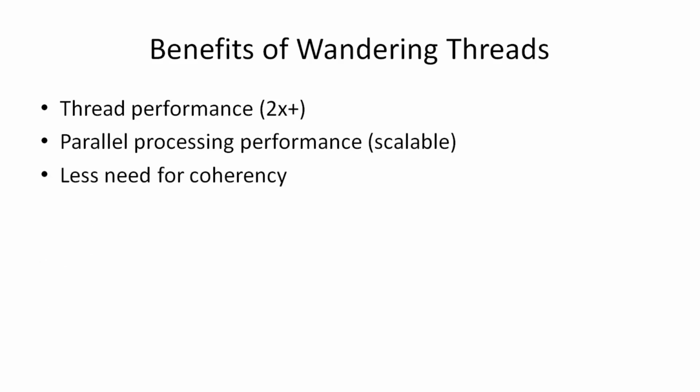Moving threads to the same processor for a given piece of data means that the requirement for coherency across all the caches is much lower. And that allows you to remove some hardware from the chips.